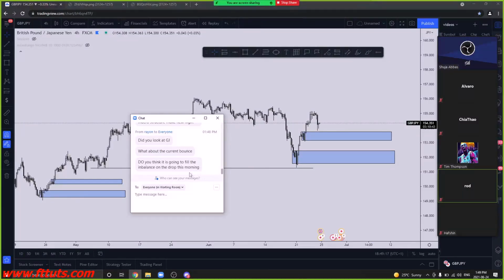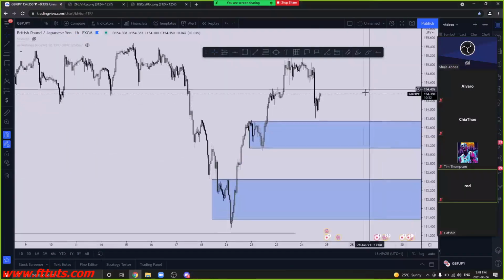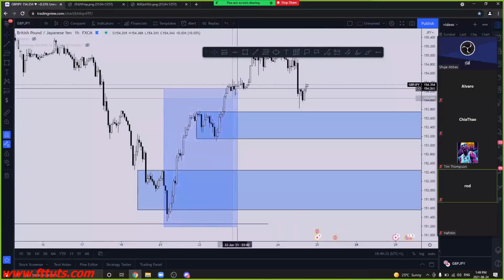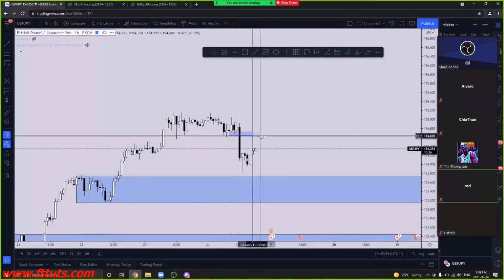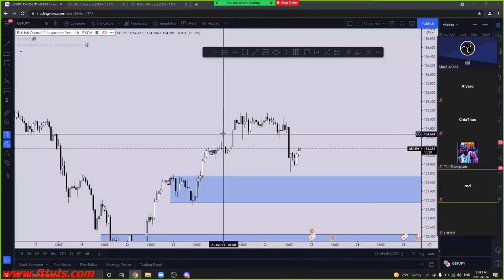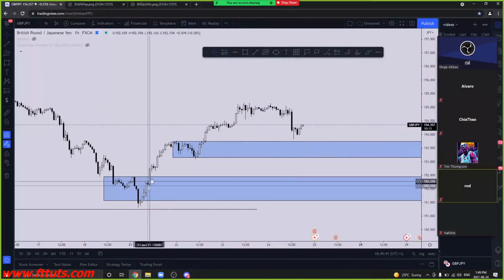What about the current bounce? Do you think it's going to fill the imbalance on the drop this morning? Oh, let me see. Do you mean like do I think it's gonna fill all this imbalance over here, or do I think it's gonna fill this imbalance over here? Last one, also down over here. Yeah, I think it'll definitely make a run back down here to fill up all that imbalance.